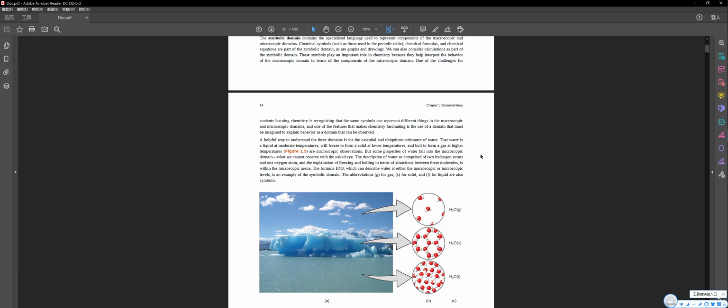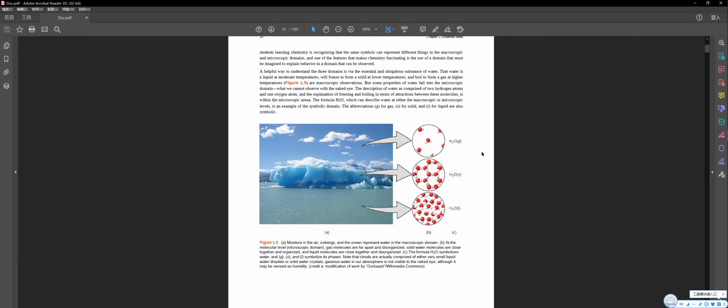One of the challenges for students learning chemistry is recognizing that the same symbol can represent different things in the macroscopic and microscopic domains. And one of the features that makes chemistry fascinating is the use of a domain that must be imagined to explain behavior in a domain that can be observed.